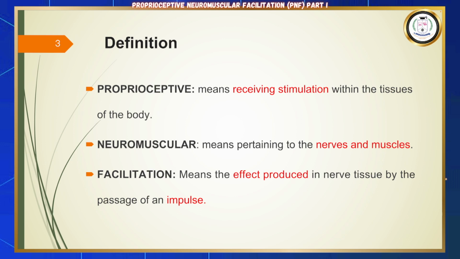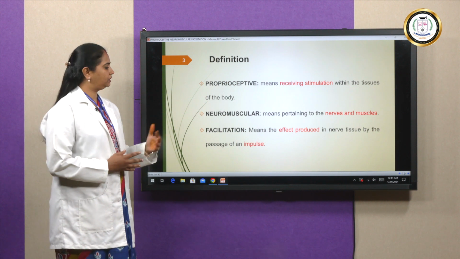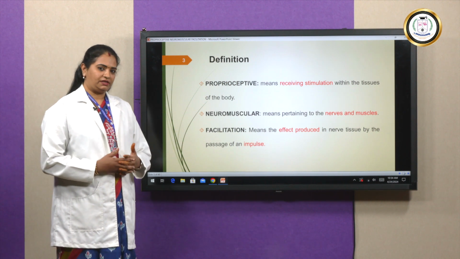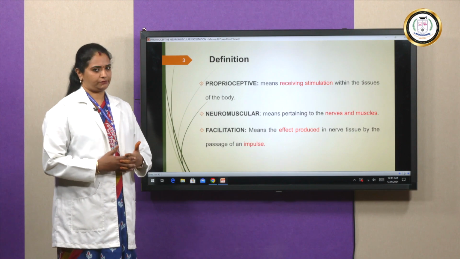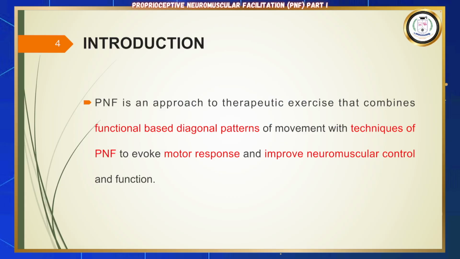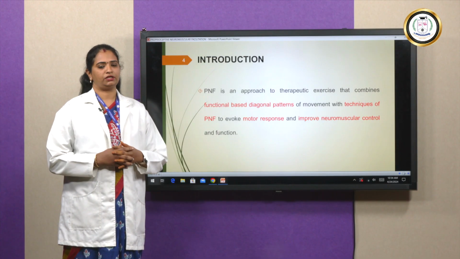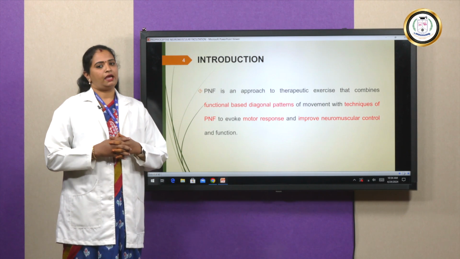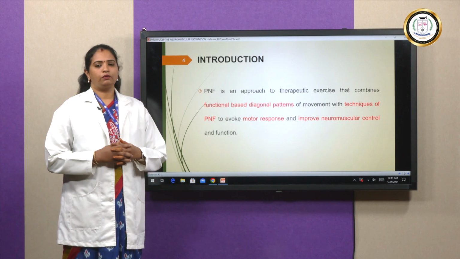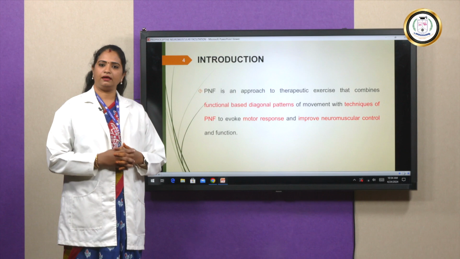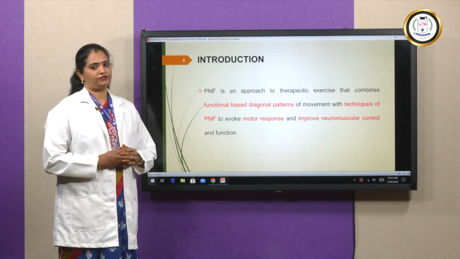Definition. Proprioception means receiving stimulation. Neuromuscular pertains to nerves and muscles. Facilitation means its effects on the motor response. Introduction: proprioceptive neuromuscular facilitation is a therapeutic approach, which is a combination of diagonal patterns and PNF techniques to evoke motor performance and also neuromuscular efficiency.